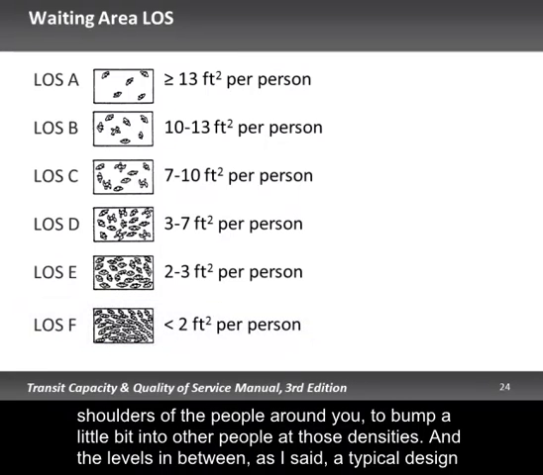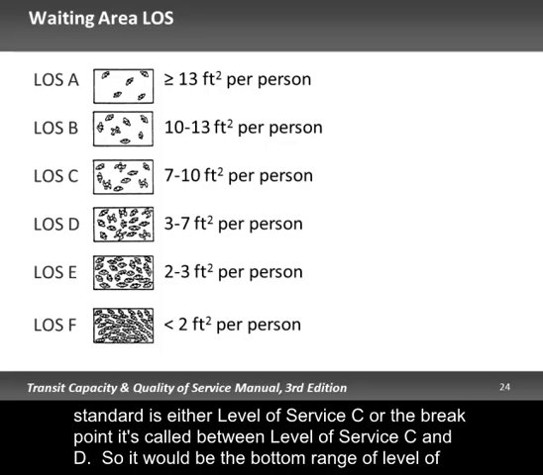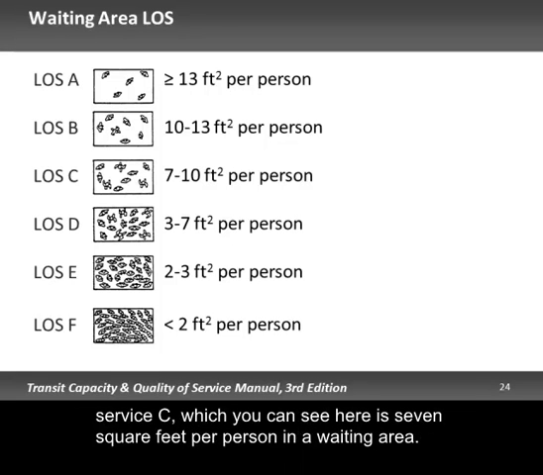And for the levels in between, as I said, a typical design standard is either level of service C or the break point, it's called, between level of service C and D. So it'd be the bottom range of level of service C, which you can see here is 7 square feet per person in a waiting area.